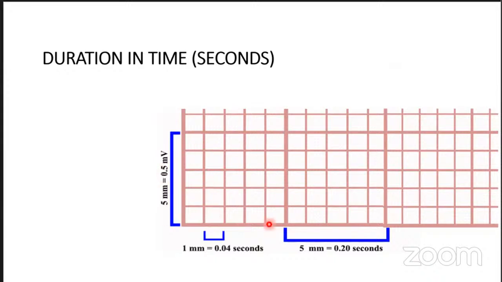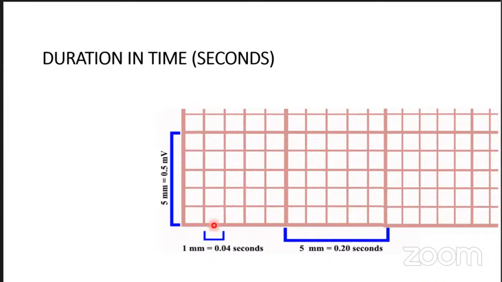Within these tick lines, we have smaller boxes formed from the lines that are not as thick as these other ones. You're going to have 5 small boxes: 1 small box, 2, 3, 4, 5 small boxes. And then you have a tick line, then 1, 2, 3, 4, 5, another tick line, and so on. That's what you're going to see on your ECG graph paper. Again, there are just a few numbers I need you to remember.